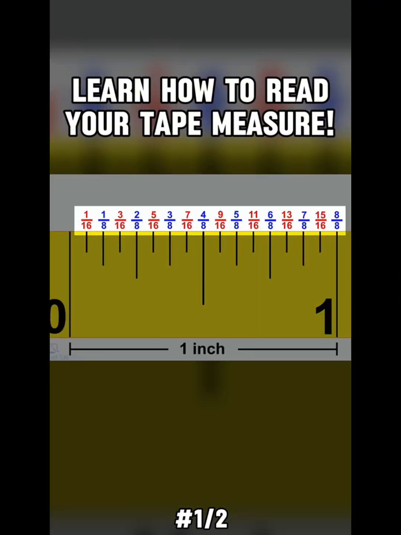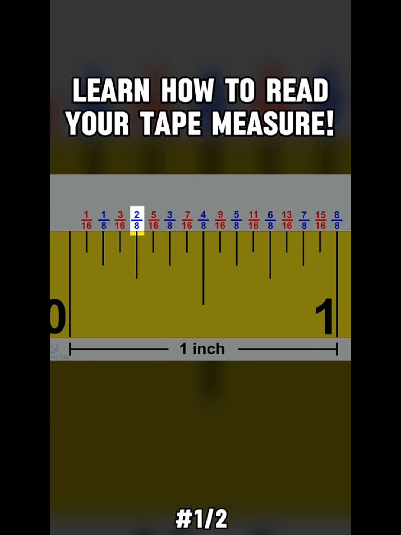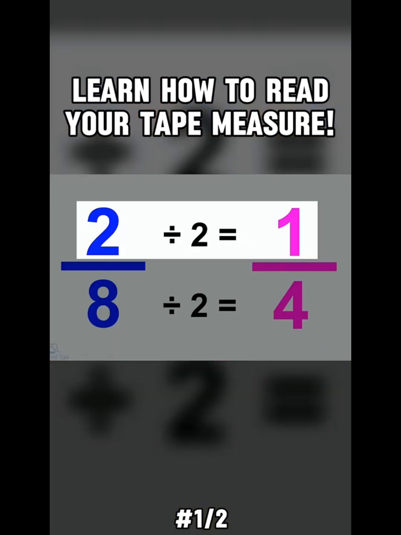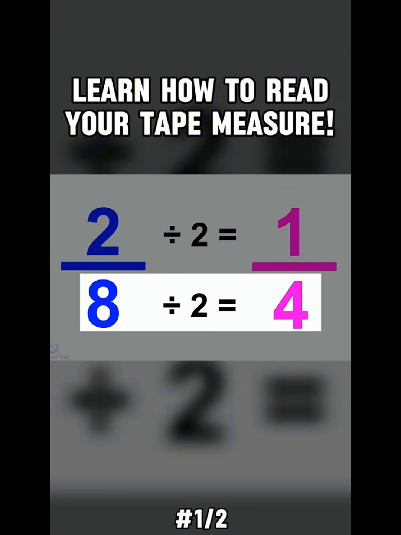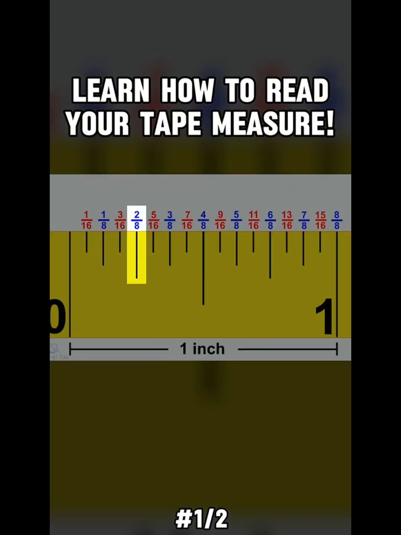Some of these fractions can be simplified even more. Let's start with 2/8. 2 divided by 2 equals 1, and 8 divided by 2 equals 4. So 2/8 is really 1/4 of an inch. But most people just say it's 1/4 of an inch.